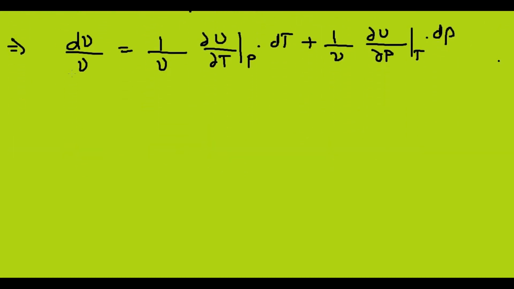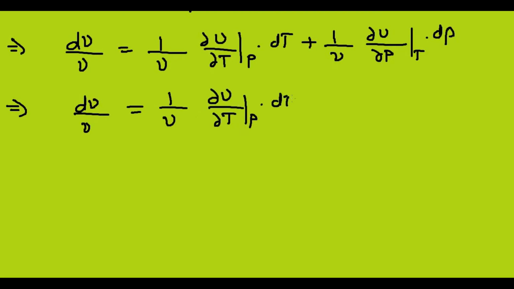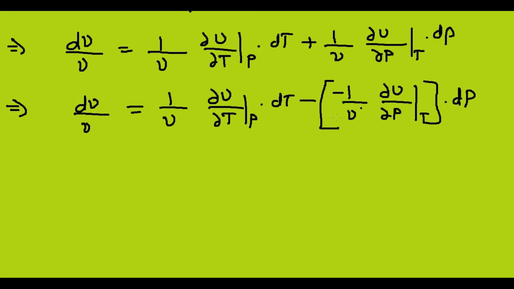Now the next step is, I will write this again: dV by V is equal to 1 by V del V del T at constant pressure times dT. Now I will take a negative sign over here. You will understand soon why I have taken the negative sign, times 1 by V. So I have taken a negative sign outside, so a negative sign will be inside too. So this will become del V del P at constant temperature, and outside the bracket I will write this dP.